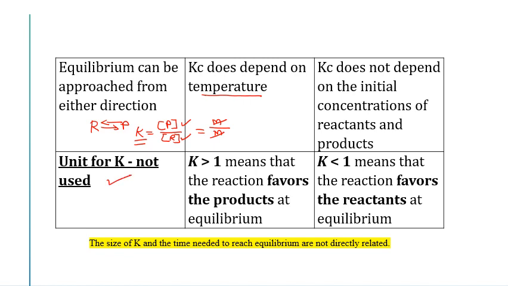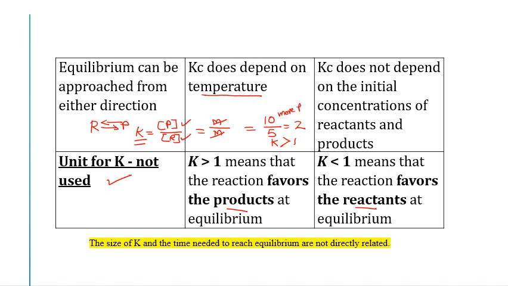Now, how the equilibrium constant determines whether it favors the products or reactants depends on the size of K. Suppose the molarity of the product is 10 and for the reactant it is 5. So we know K will be 2. That means K is greater than 1. When you look at the numbers, you can see that we have more products here.